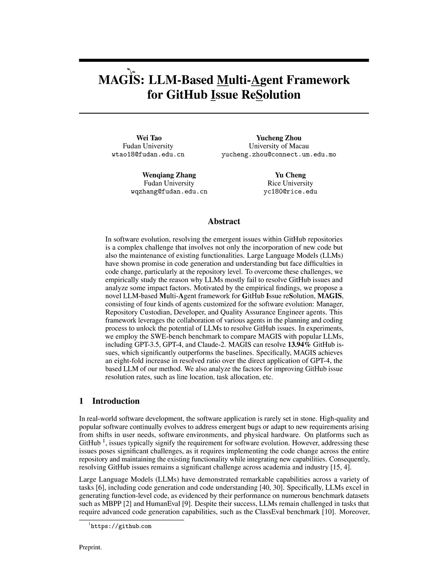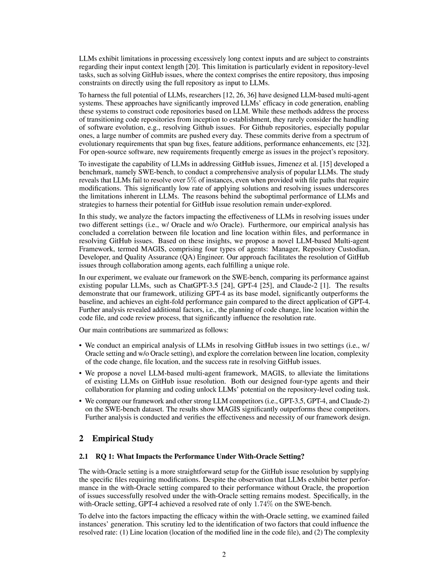The paper highlights that LLMs, despite their success in generating function-level code, struggle with tasks like resolving GitHub issues due to constraints in processing long context inputs and accurately locating code lines. The goal of MAGIS is to harness the full potential of LLMs by creating a collaborative framework involving 4 types of agents: manager, repository custodian, developer, and quality assurance (QA engineer).